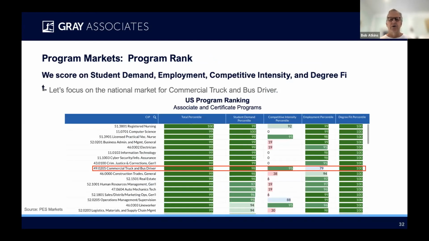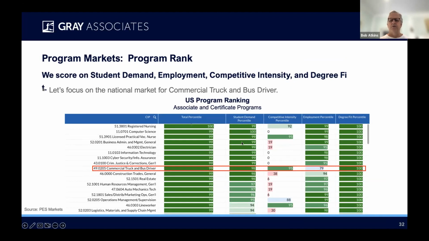What we're looking at here is a ranking of some 1,400 programs that we keep track of, and we score on 50 variables. Several of them are in student demand, and in this case, student demand is at the 98th percentile. Competitive intensity is relatively benign, so it's 95th percentile in that score. And the employment percentile is good at the 79th percentile. So it's actually doing pretty well across the board for this particular program.